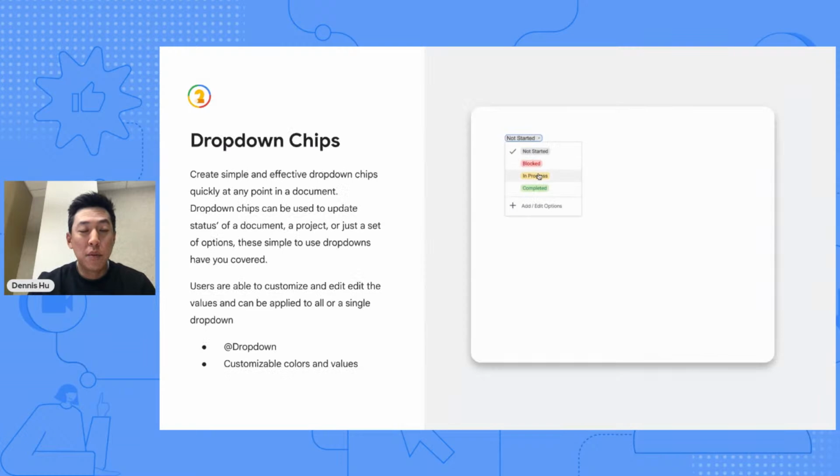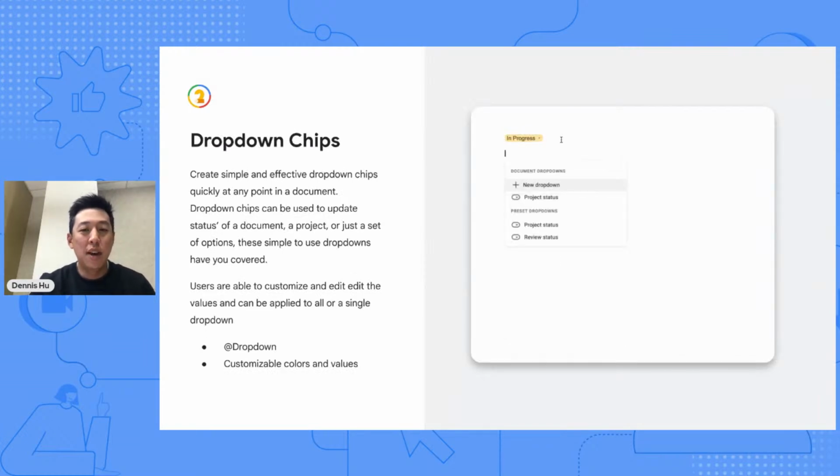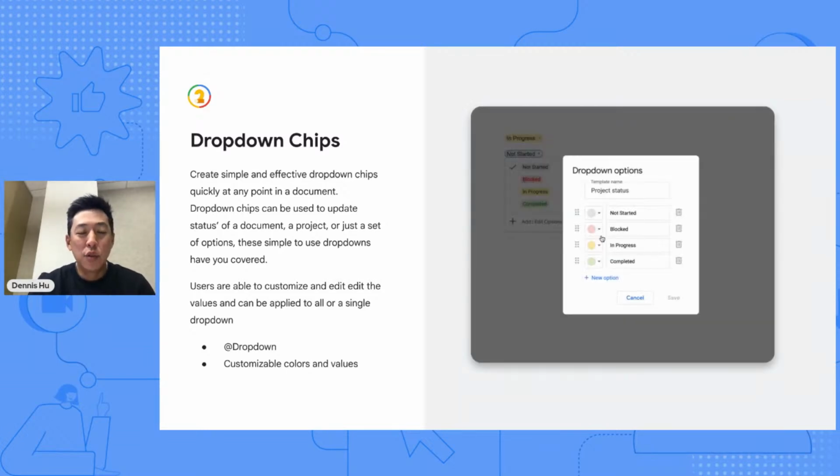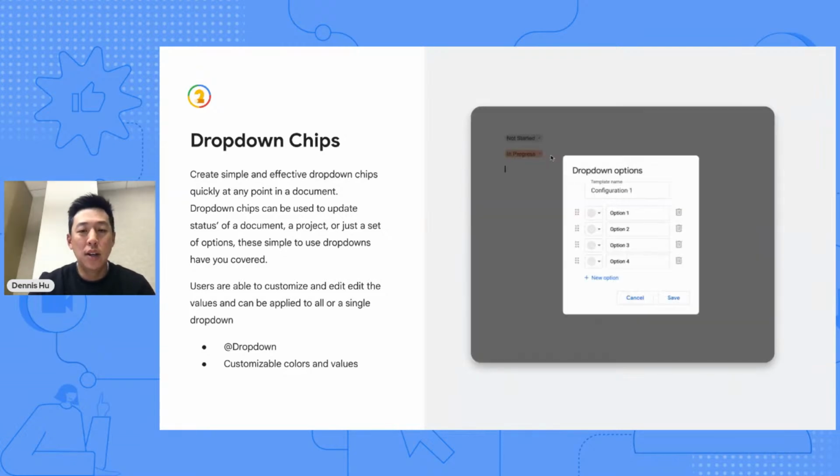So I'll walk you through some of the most popular chips, as well as some of the chips that we have coming up, launching very soon. The first one that I'll be walking through is drop-down chips. Drop-down chips is pretty much what you think it probably is, which is the ability to create drop-downs very quickly and very easily within Google Docs.